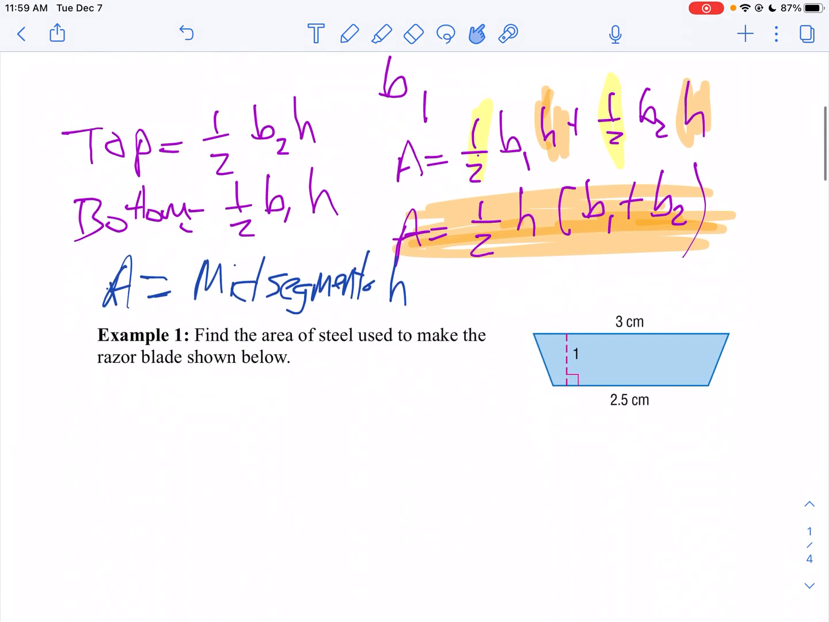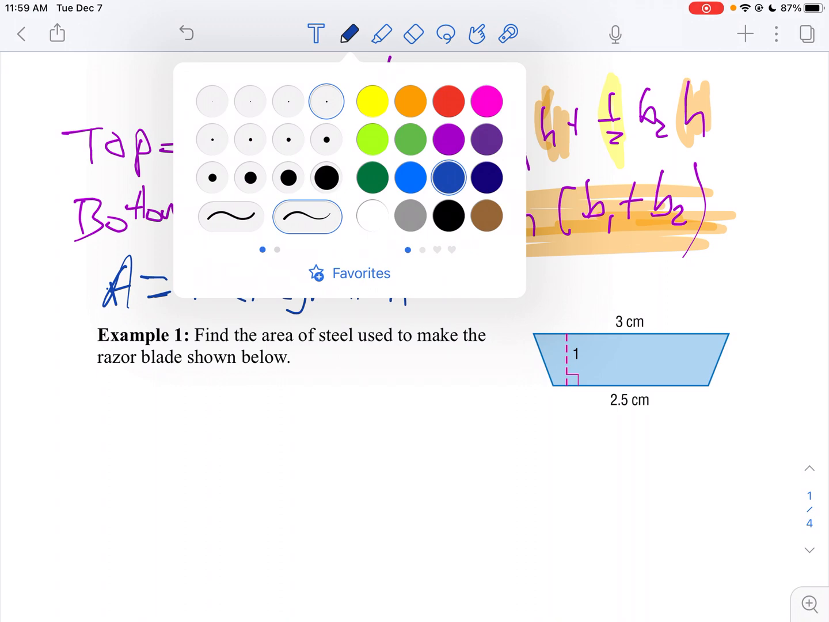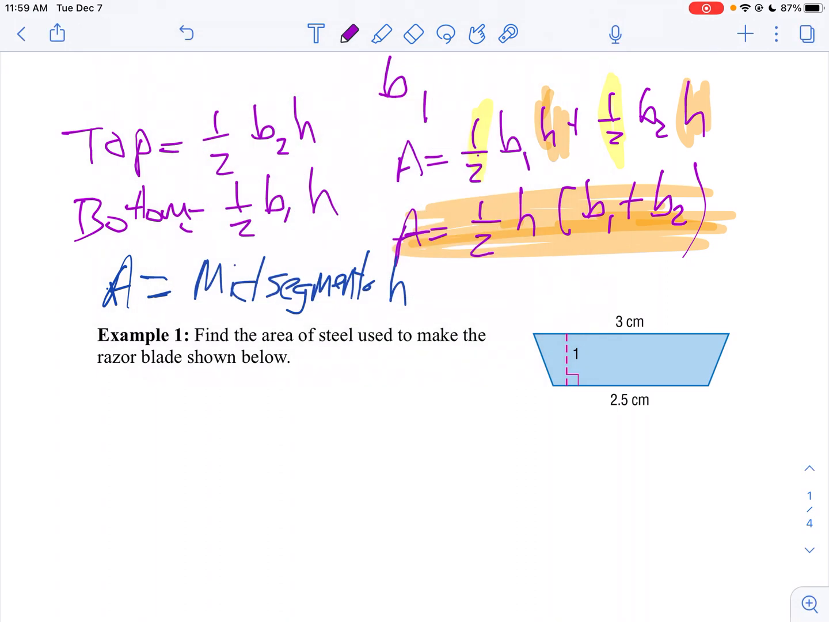Let's apply that to example 1. It says find the area of the steel used to make the razor blade shown. So here we've got this razor blade. Notice base 1 is 2.5. Base 2 is 3. And I know the height is 1. So I'm just going to plug those in.